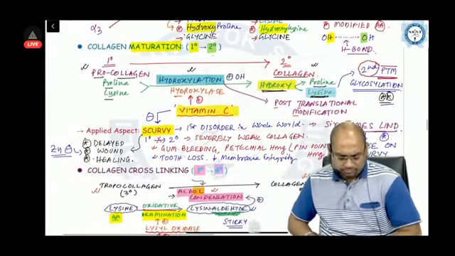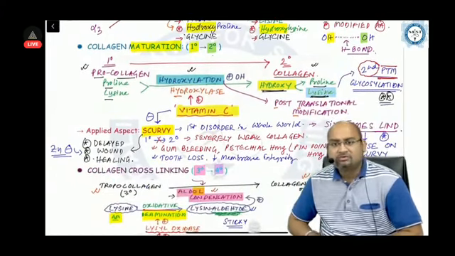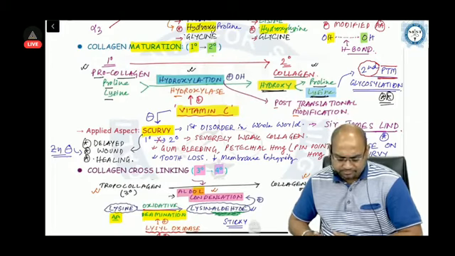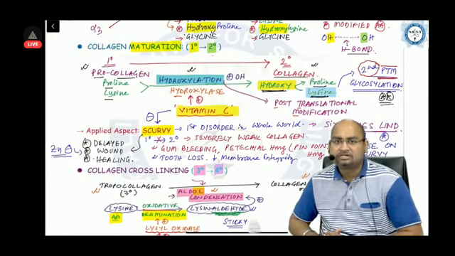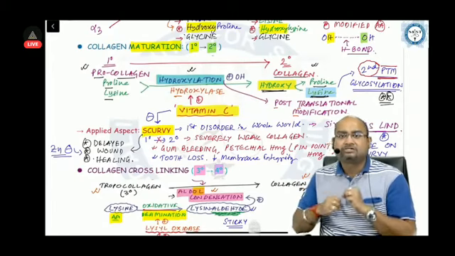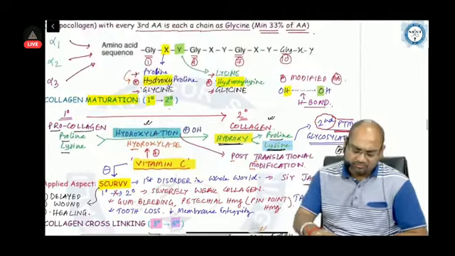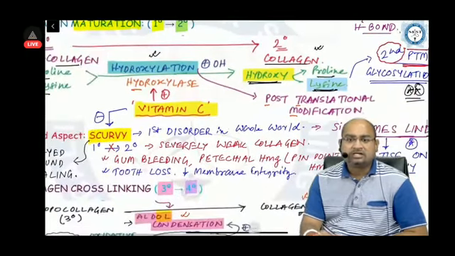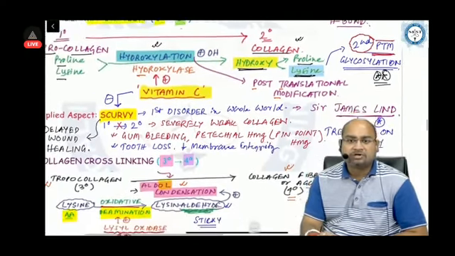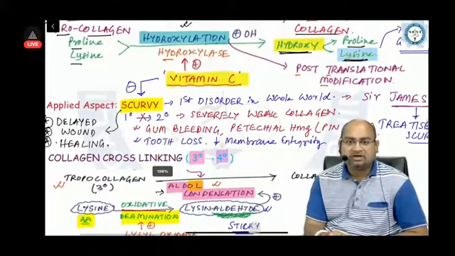Collagen maturation, pro-collagen to collagen, requires hydroxylation, because in collagen, hydroxyl group containing amino acids like tyrosine, threonine and serine are normally missing. They are not present in the collagen structure. So we have to create the hydroxyl group for hydrogen bond formation. That's why proline and lysine are modified to hydroxyproline and hydroxylysine. This is a post-translational modification, done mainly by vitamin C.